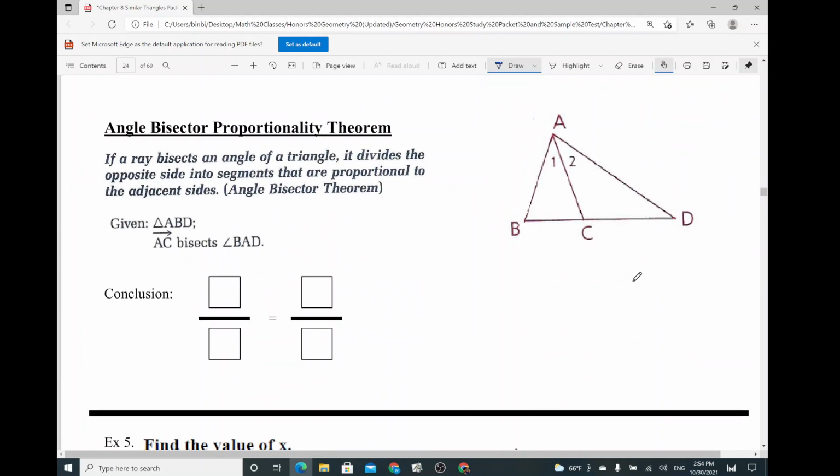And then the other proportionality theorem is called the angle bisector proportionality theorem. If a ray bisects an angle of a triangle, so the ray AC, it divides the opposite side into segments that are proportional to the adjacent sides. So what this one is saying is that angle 1 is congruent to angle 2 because that is the angle bisector. So if this is the case, that means BC over AB is the same as the ratio of CD over AD.